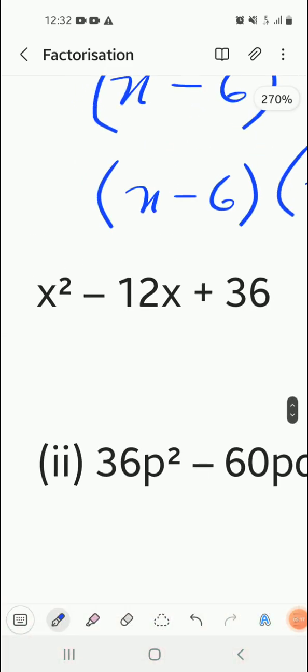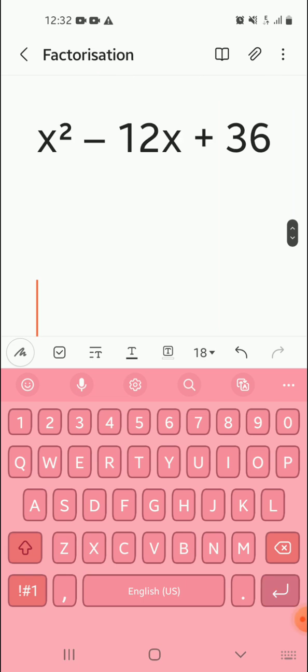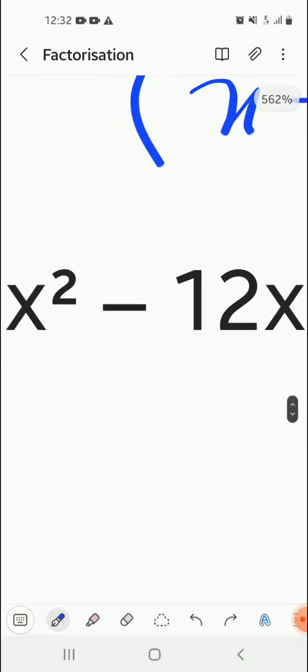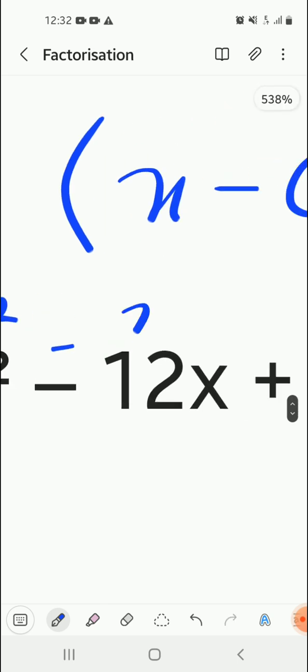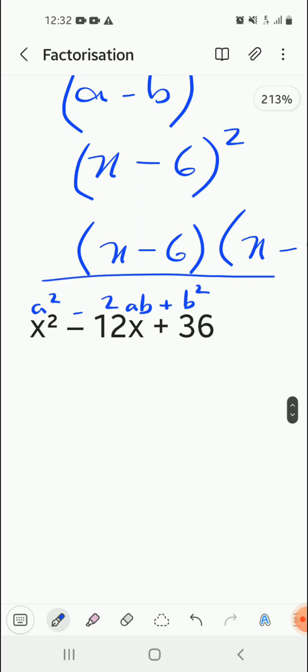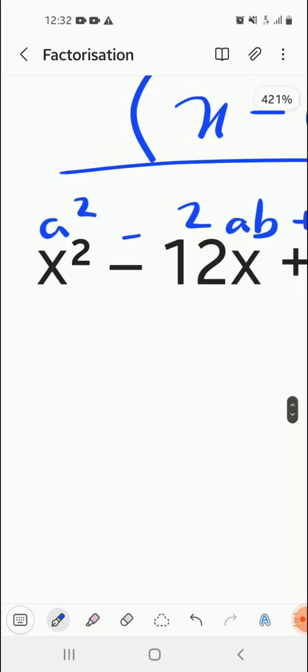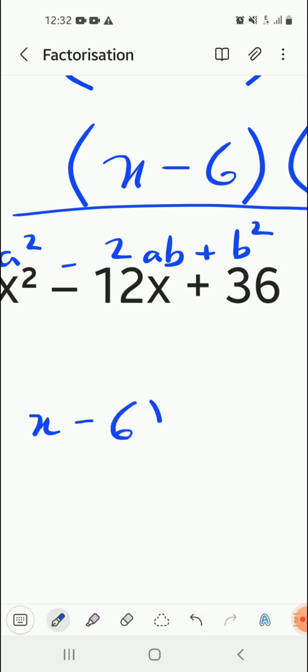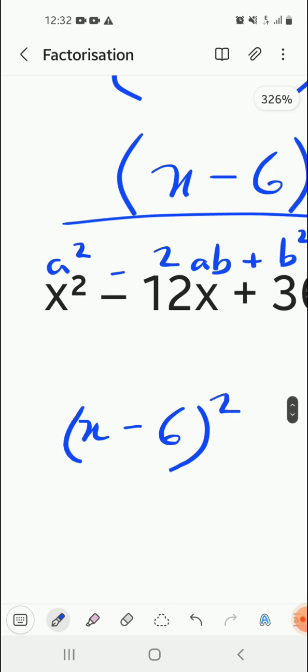Now, once you've spotted this, we'll be needing a little space. Once you've spotted this, we know this is a square minus 2ab plus b square. This is simply this formula. Now, once you've spotted it, write it in this manner. We already know a is over here x, because a square is x square, which means a is x, and b square over here is 36, which means b will be the square root of 36, that is 6. So this is our formula.